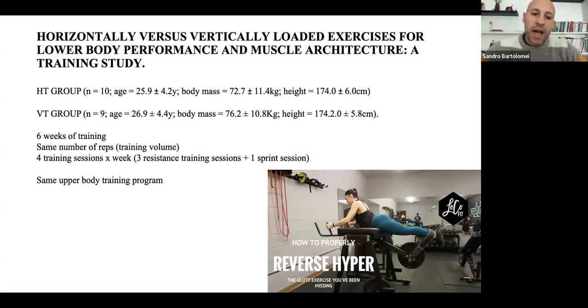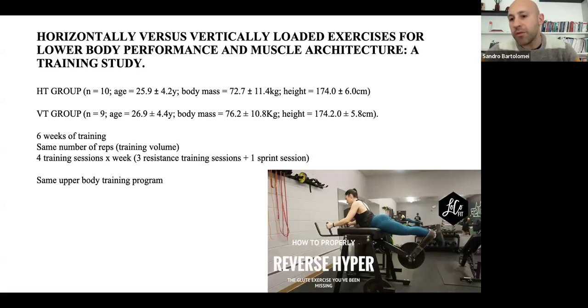So they trained 4 times per week for 6 weeks. And we also included a common sprint session, because we also measured the effect on sprint. So 3 training sessions in the gym, consisting of different exercises for the lower body and the same exercises for the upper body, and the same sprint session, for 6 weeks of training.